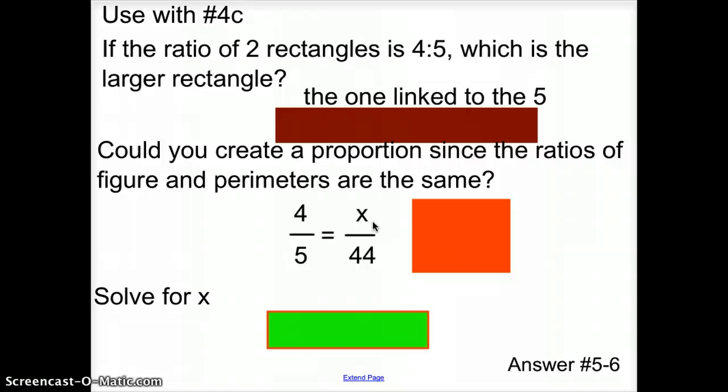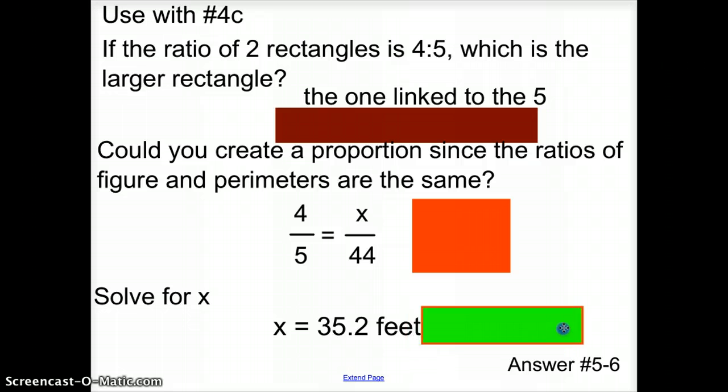Take a second and solve for x. Hopefully, after you solve for x, you found that x equaled 35.2 feet. That gives you the answer for the perimeter of the smaller of the two rectangular tables. Hopefully this helps you answer questions 5 and 6. Please bring any questions along with the worksheet back to class on Monday.